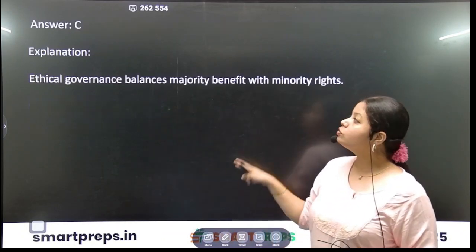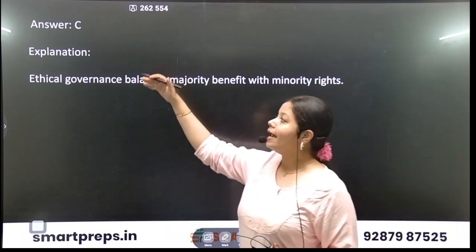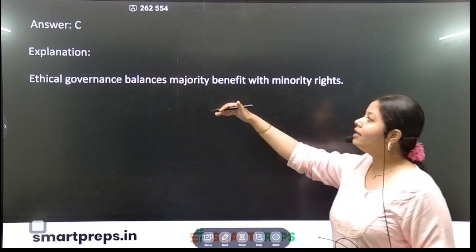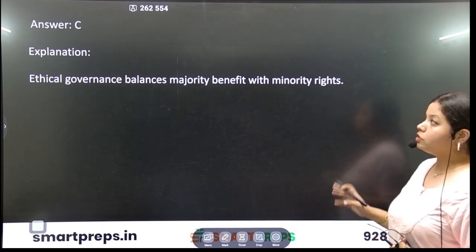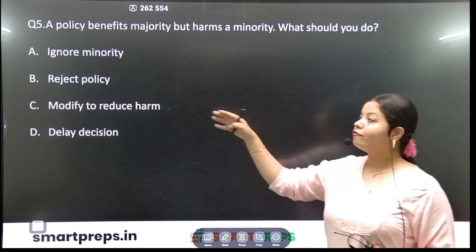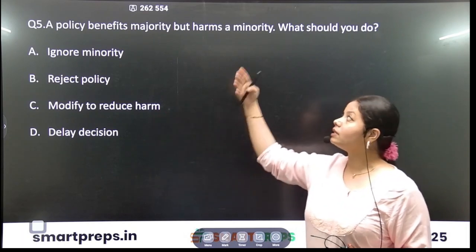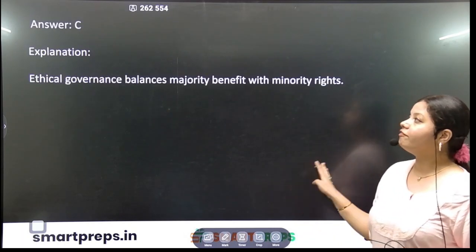So the answer is what? Answer is C. Ethical governance balances majority benefit with minority rights. So the answer is C. You have to modify the policy to reduce the harm that the minorities are facing.